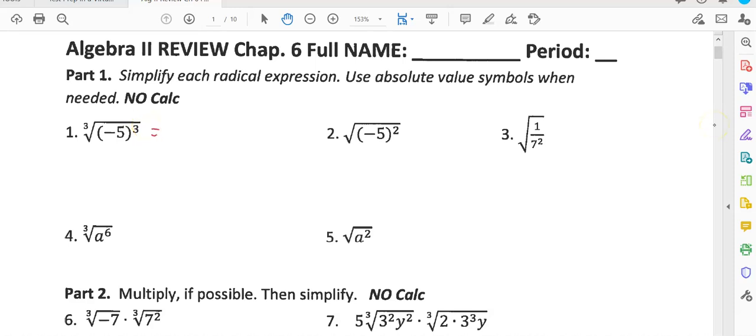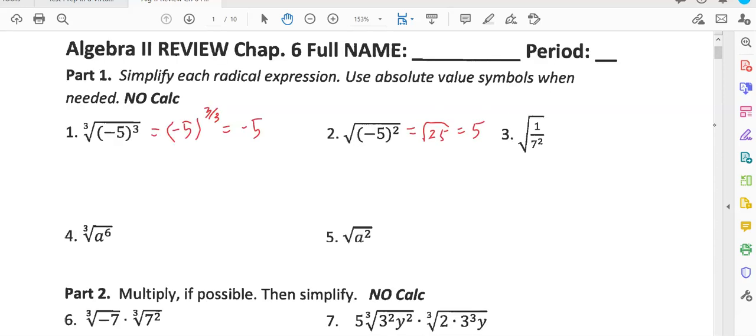So you can think of this a couple different ways, but this is an odd root, so it's okay to get a negative here. And 3 over 3 is 1, so this is just negative 5 to the first, or negative 5. This is an even root, so you will not get a negative here. So if you did that, well, you can think of this a couple different ways. Square root of 25, which is positive 5 there.